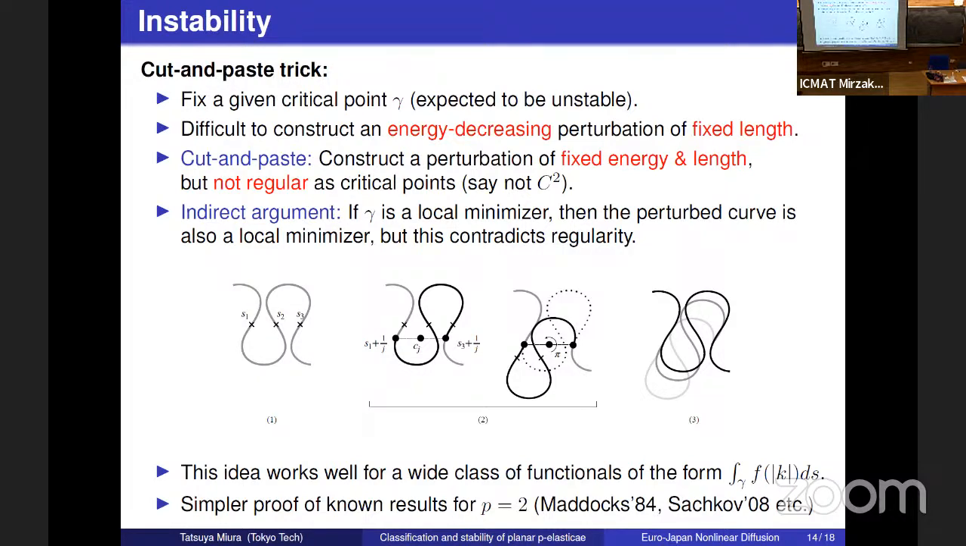This looks like a little bit of an ad hoc argument, but actually this idea works well for quite general functionals, not necessarily the p-bending energy. And also, this gives us a simpler proof of instability, even for Euler's elastica with p equal to 2. But anyway, okay. So this is the instability result.